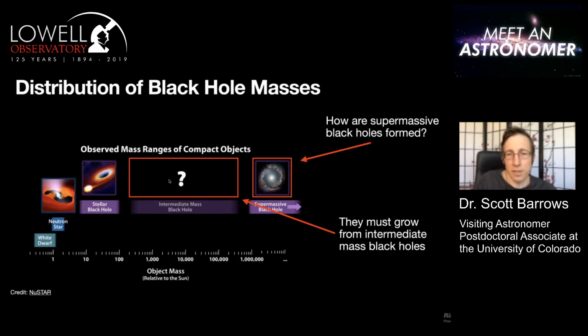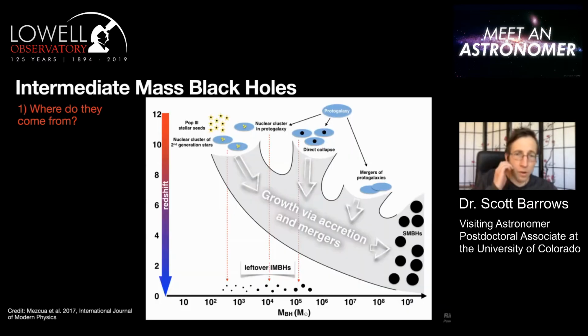So for the rest of the talk, I guess there's 2 main questions that I'll be focusing on. And they are, where do intermediate mass black holes come from? And 2, where are they now? So the first question, where do they come from? That one is very difficult to answer.